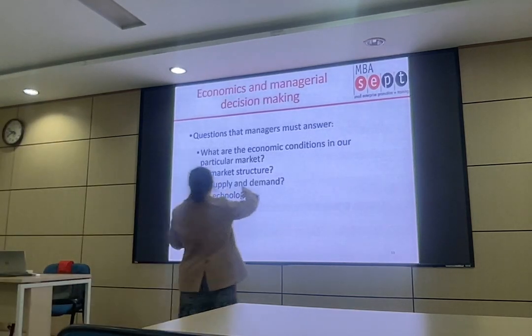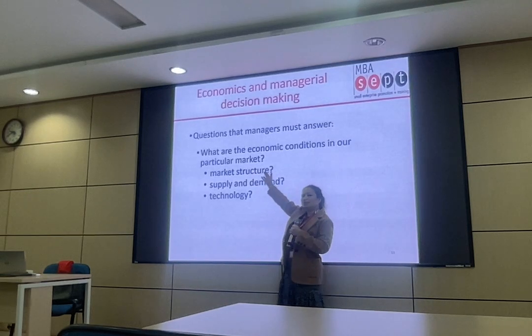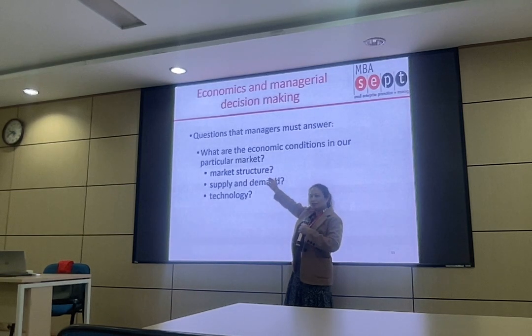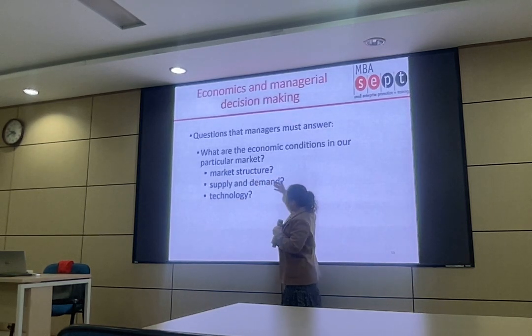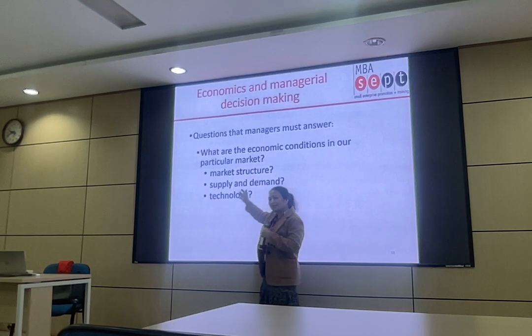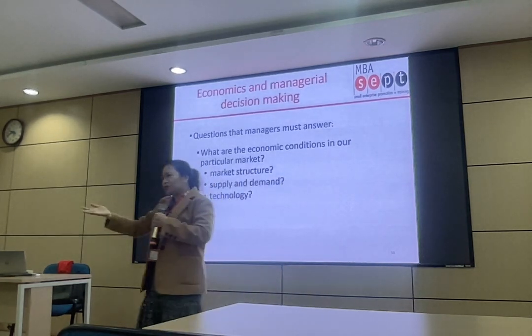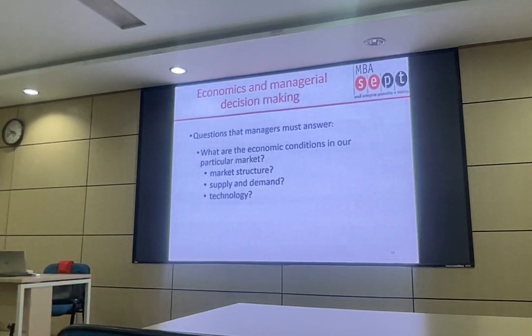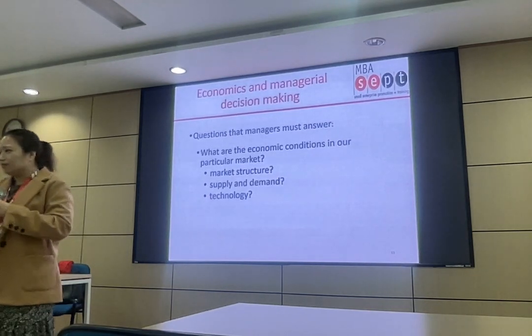This is only an example. Market structure means how many competitors there are, what type of competition, and the characteristics of supply and demand: whether demand is at a high level or a low level, and whether the producer will be a price taker or a price maker. For electricity, the consumers are price takers, and the firms, the industry, can be the price maker.